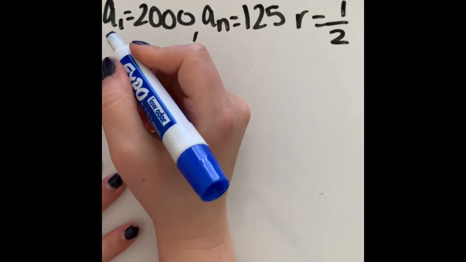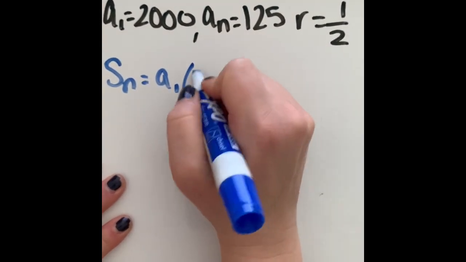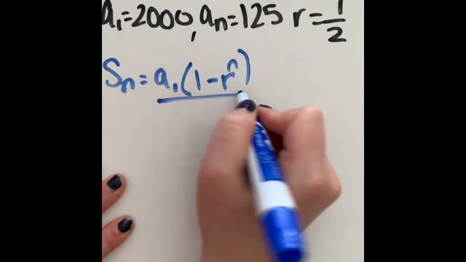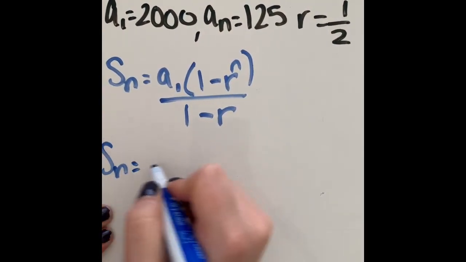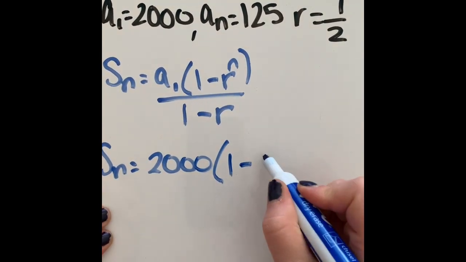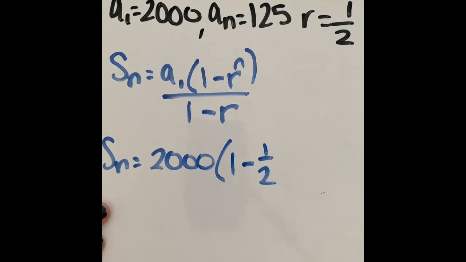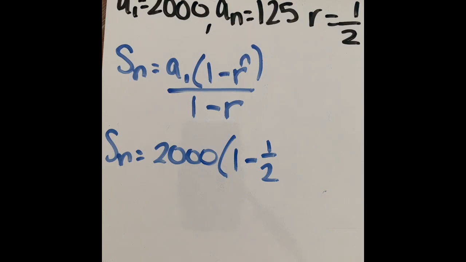Since they tell us that it's geometric, I'm just going to rewrite the factored version of the formula, of course, because it is a little bit easier to solve. Now, based off of that, we have to plug in what we know. We're looking for the sum, remember, so we don't have S of n, but we do have a sub 1, so S of n is equal to 2,000 times 1 minus 1/2. Now it's to the n power, but we don't know n. So I have to find n first.